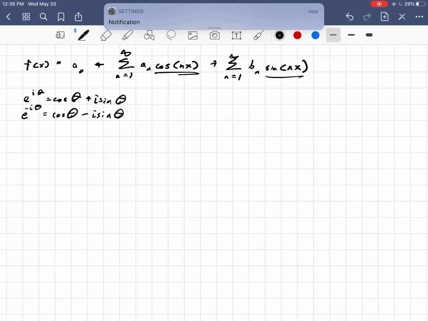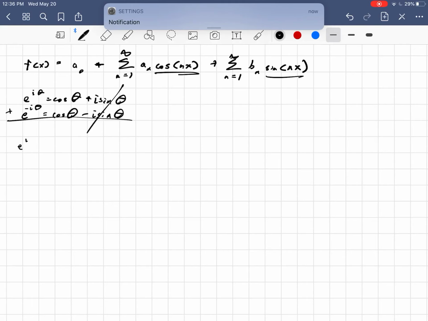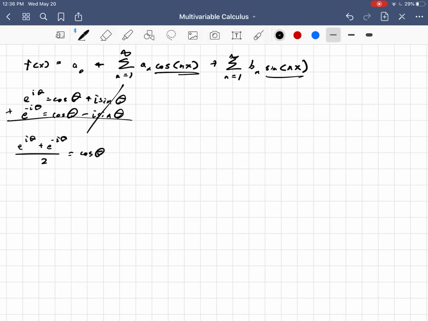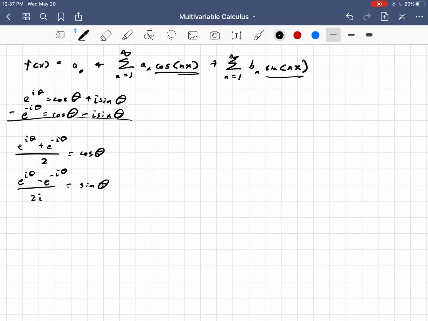And from here, I get two equations. I can solve for cosine and sine and get their complex definitions relatively easily. If I add these two together, then these will cancel out, and I would end up getting that e to the i theta plus e to the negative i theta, all over 2, is cosine of theta. And that's a perfectly valid definition for the cosine. Likewise, if I were to subtract these two, I would get e to the i theta minus e to the minus i theta, over 2i, is equal to the sine of theta. And again, that's the complex definition of sine if you weren't already familiar with that.